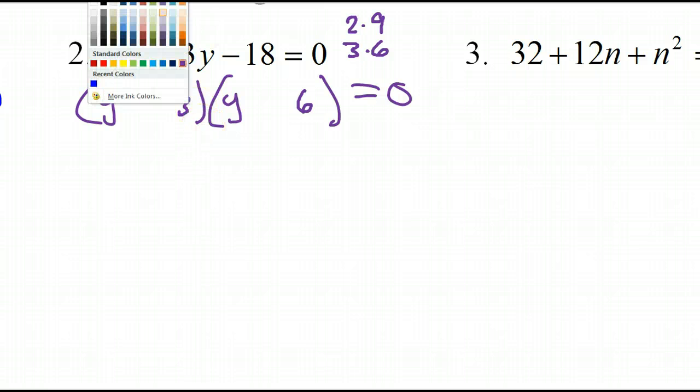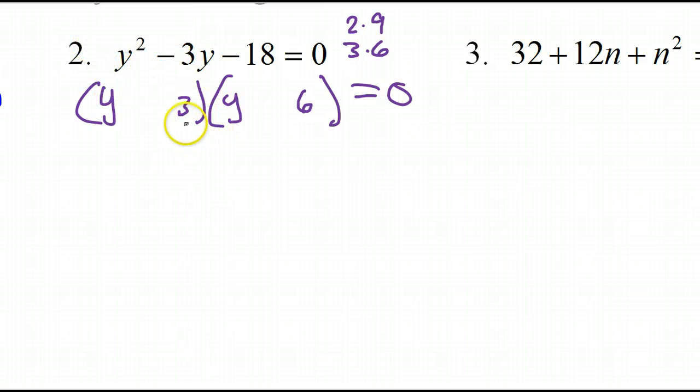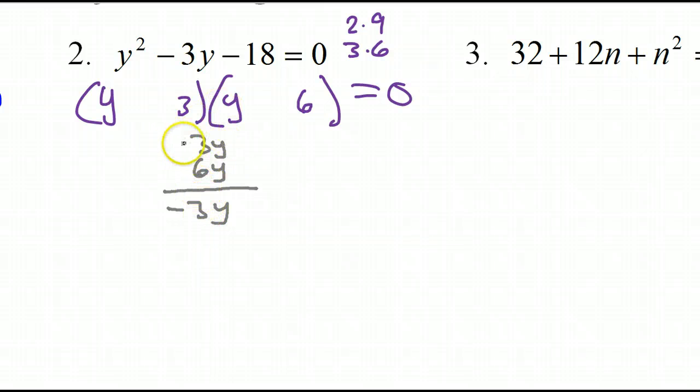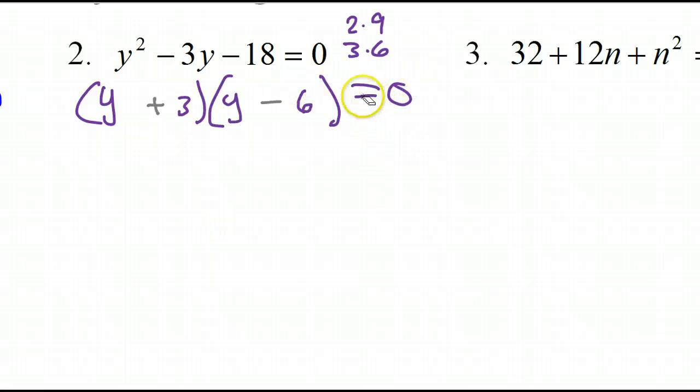You know how I'm always doing the inner and the outer equals the middle? So inner, I have 3y. Outer, I have 6y. And I'm trying to get a middle of negative 3y. So this is what I'm really doing. If I have a positive 3 and a negative 6, that's going to give me the negative 3y that I need. So there's my positive 3 and my negative 6. When there's no number in front, I usually don't show this inner, outer, middle thing, but I just wanted to do it one time to show you what's really happening.